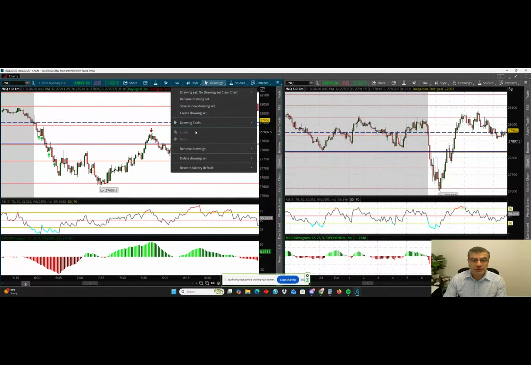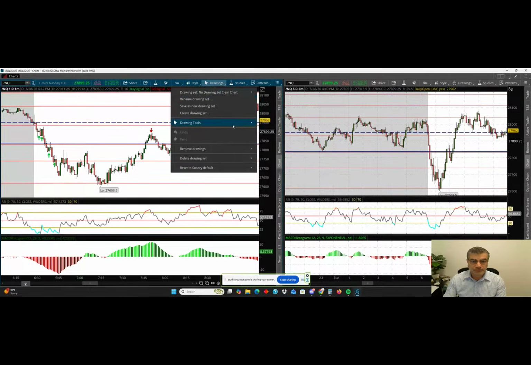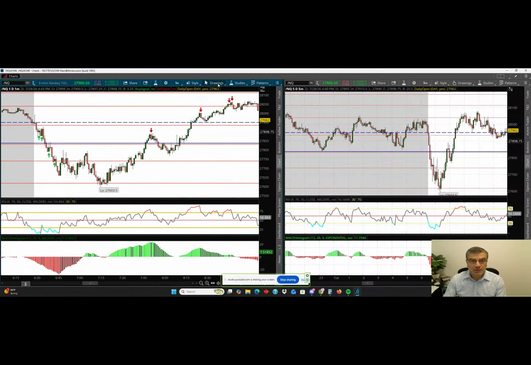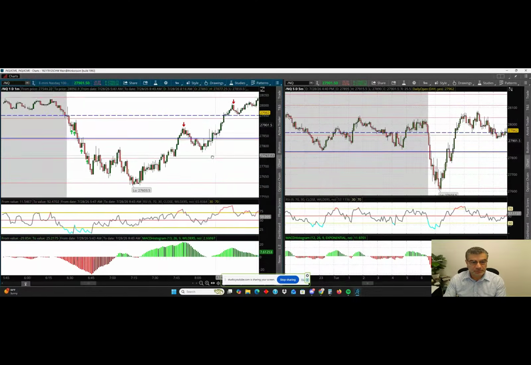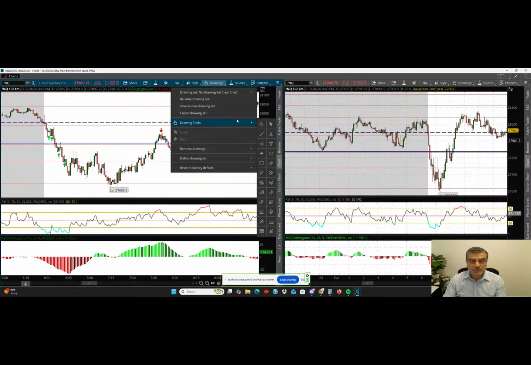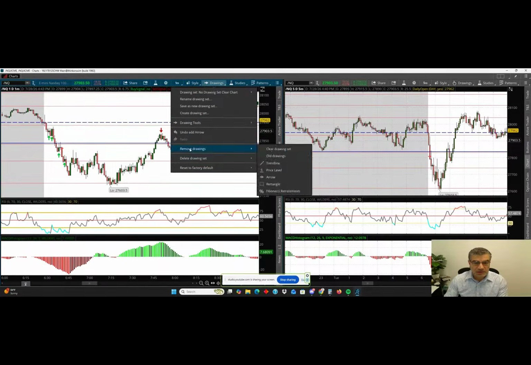Where's my drawing tool? Oops. Come on, why is it not taking that? My arrow. No. This time it works. I just think Thinkorswim sometimes annoys me.